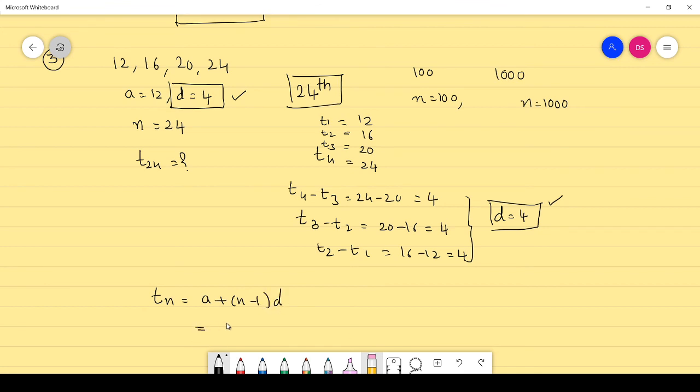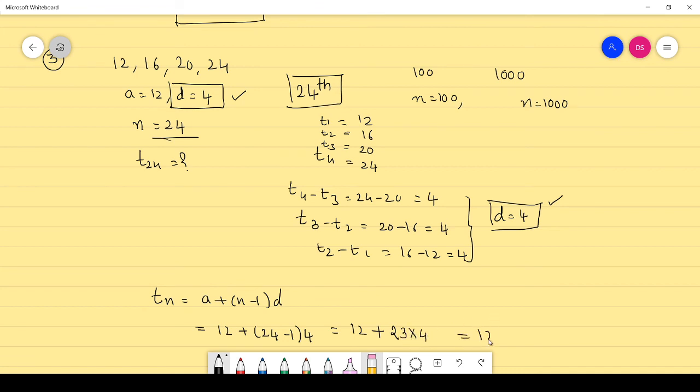So here we have a is equal to what? 12, right? Plus n is equal to what? What is the value of n? n is nothing but 24, right? Minus 1, minus 1 will remain as it is, into d. d is equal to what? 4, right? What exactly do you get? 12 plus 24 minus 1, that is nothing but 23 into 4, right?